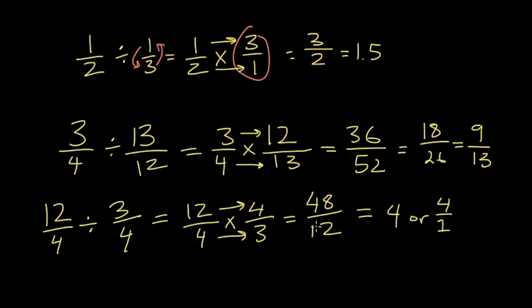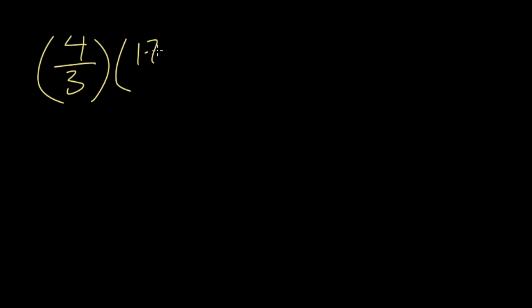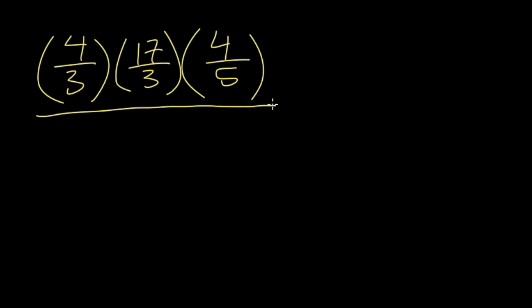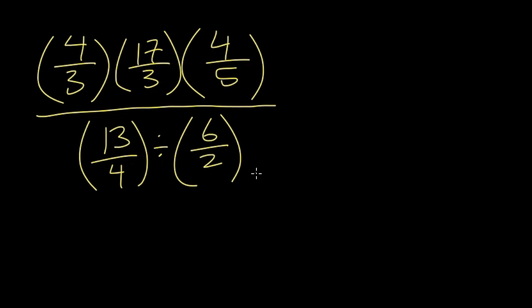Alright, simple enough. Now let's try combining these two operations to see how they would fit together. What if I had a situation where I had 4 over 3 multiplied by 17 over 3 multiplied by 4 over 5, all of it divided by 13 over 4 divided by 6 over 2. Alright, so this is a lot to work through.